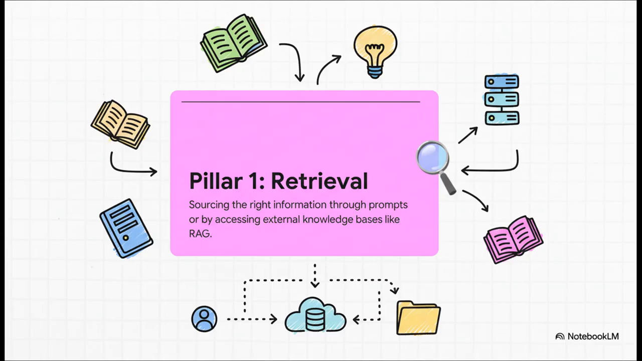First up, retrieval. This is ground zero. It's all about how the AI gets the raw info it needs to work with. Now, some of that might come from a user's prompt, sure, but the really powerful stuff involves techniques like retrieval augmented generation, or RAG. It's kind of like giving the AI its own library card. It can literally go look stuff up in databases or documents before it even tries to answer you.